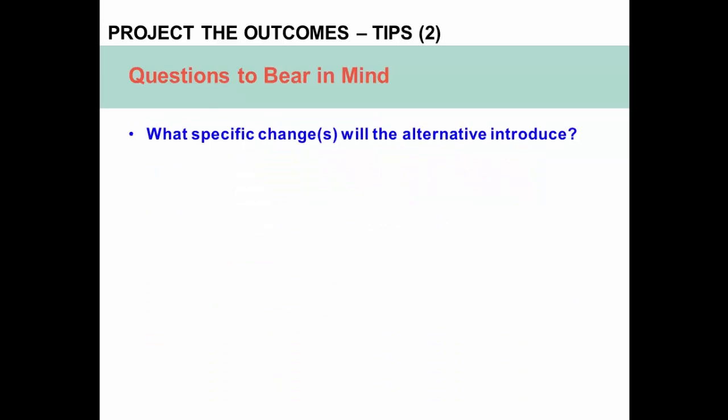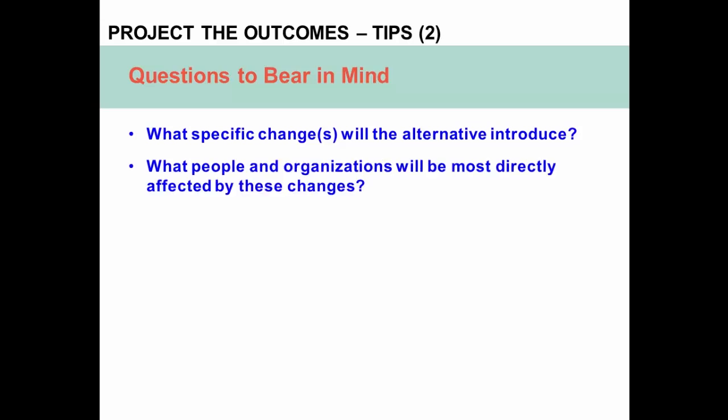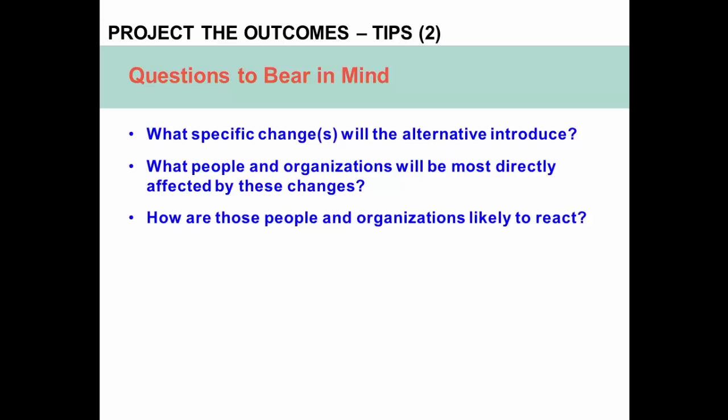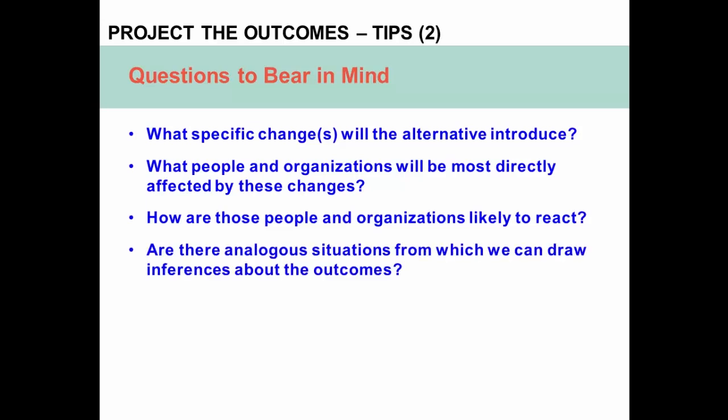Some questions that analysts often bear in mind at this stage of the Eightfold Path. First, what specific change or changes will the alternative introduce in the world? Next, what people and organizations will be most directly affected by these changes? We might consider them to be the stakeholders. How are those people and organizations likely to react? Are there analogous situations from which we can draw inferences about the outcomes of each of these alternatives?